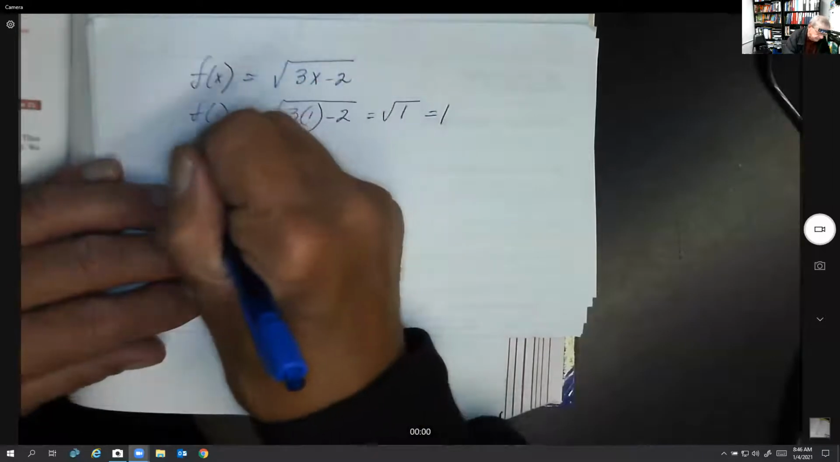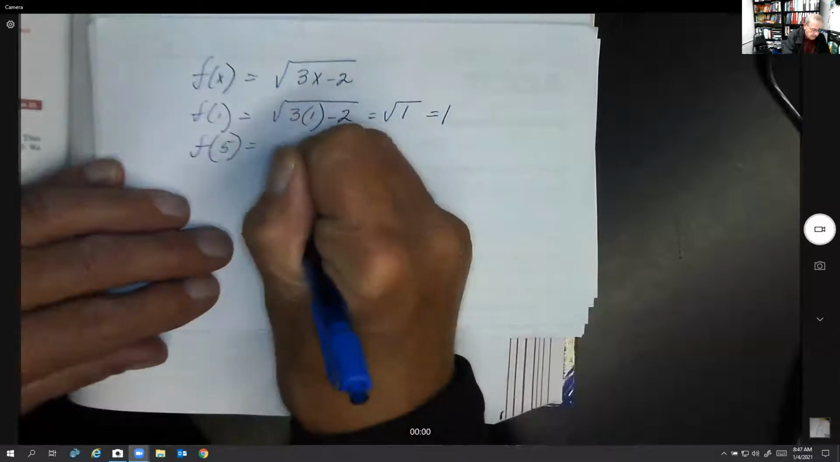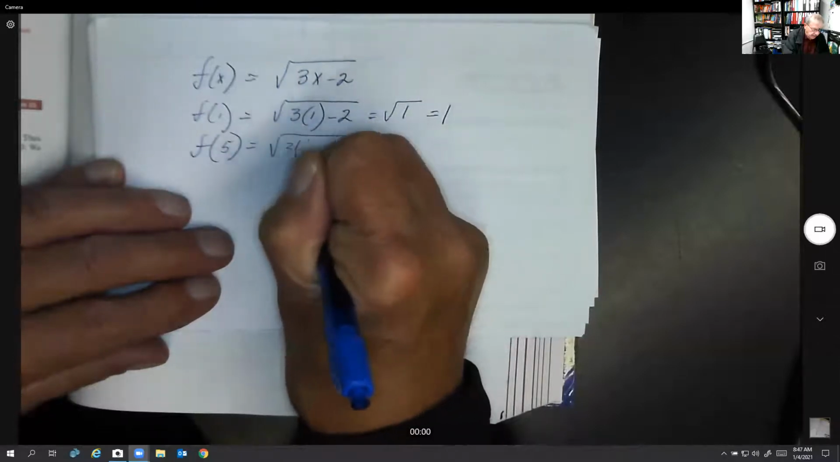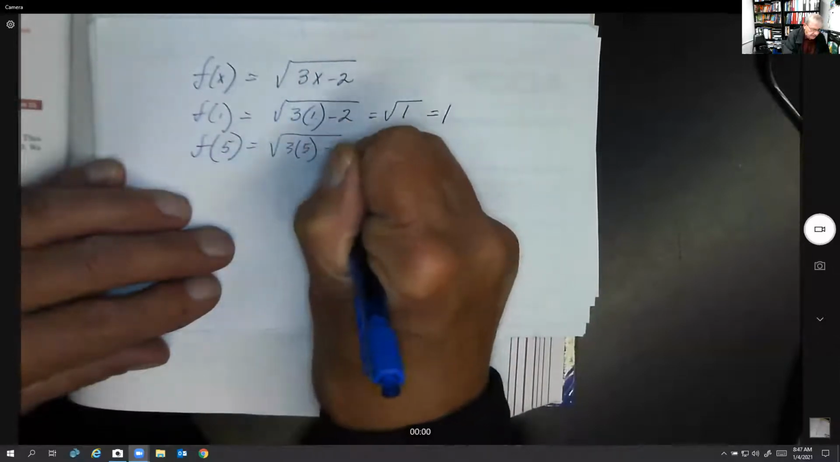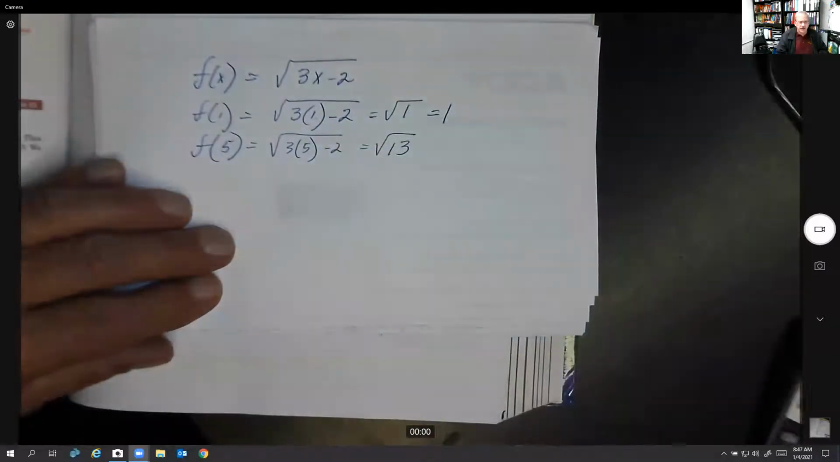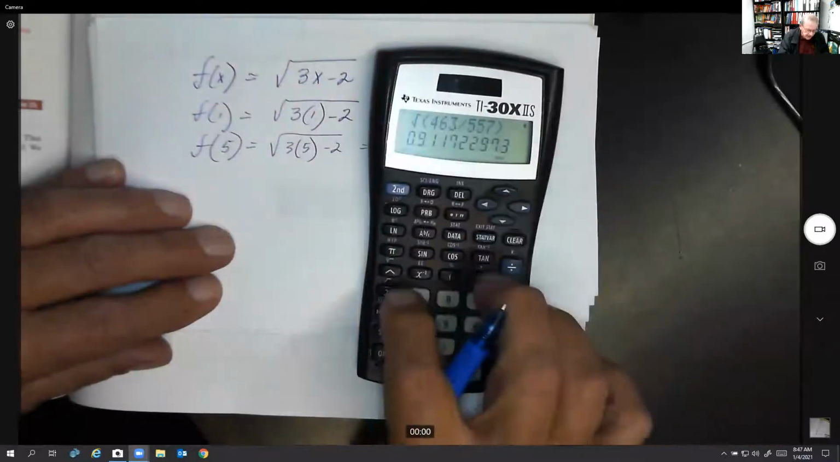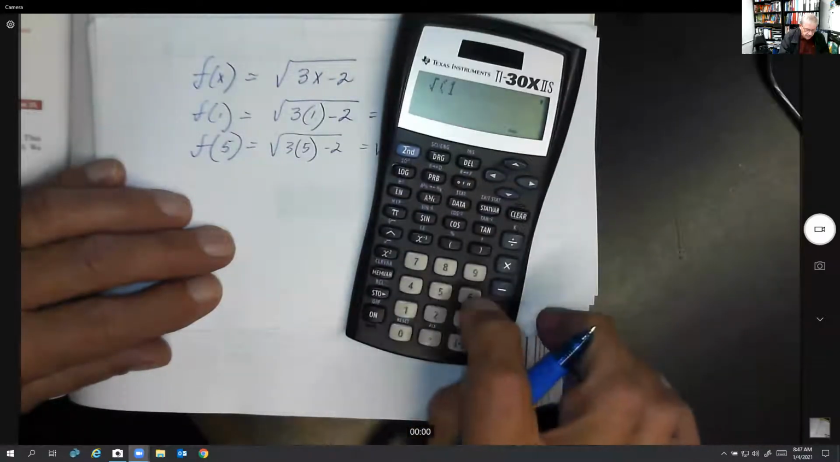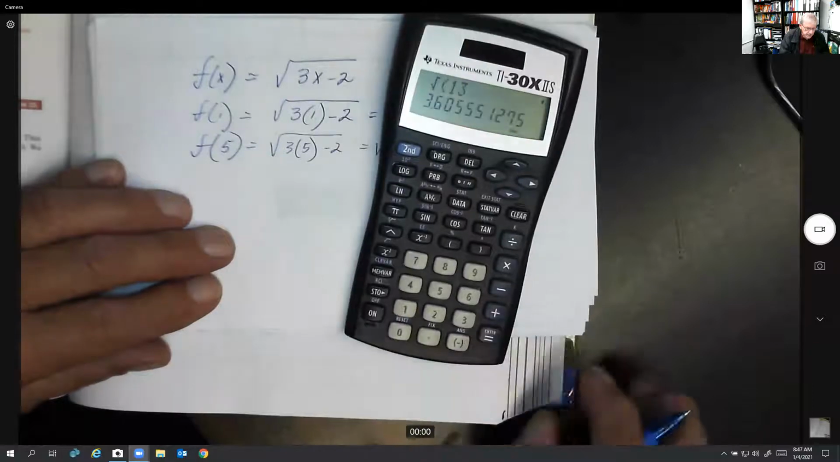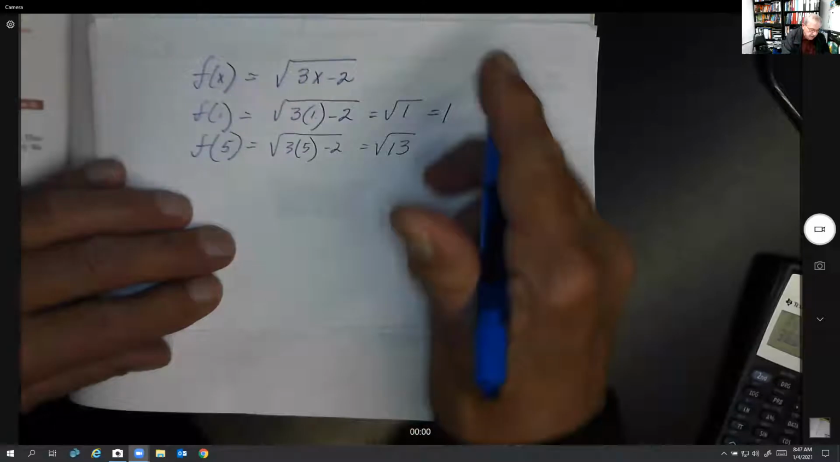Okay, what if I had a 5? This is simply 3 times 5, 15, minus 2, 13. I might just leave this as the square root of 13 because that's kind of an exact answer. If not, I can go second x squared, 13, 3.60, and we'll round up to 3.61.